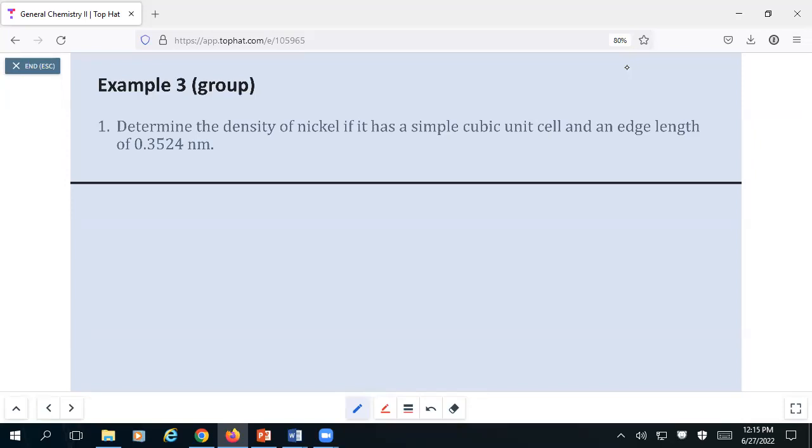So the things that we have to take advantage of: this is a simple cubic, so we know that there's going to be one atom per unit cell, and our edge length is 0.3524 nanometers. This is where we could have gotten tripped up if we were looking at the previous examples, because they were all in picometers. And so we have to do that conversion properly. So 0.3524 nanometers.